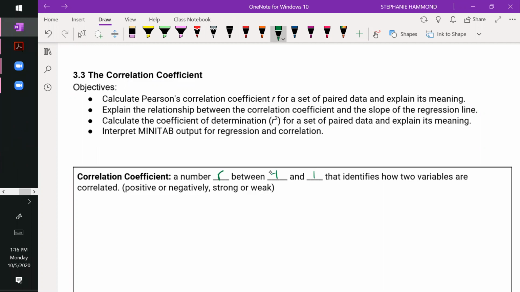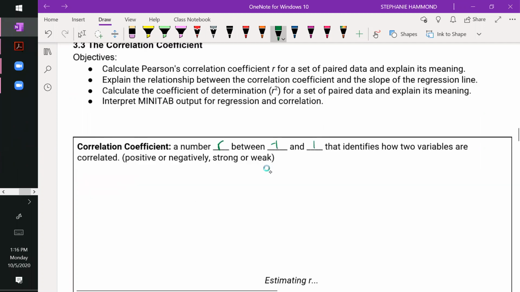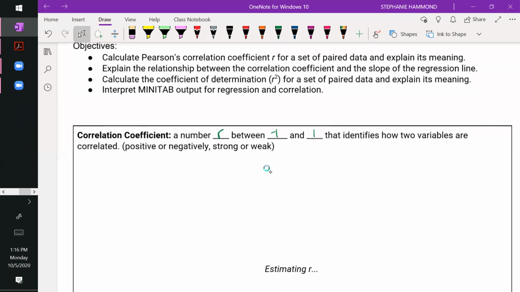Kind of like a percentage. You can't be more than 100%. You can't be more than 1. The correlation coefficient, though, can be negative. We talked in the last section already about how a correlation can be negative if the slope of its line of best fit is negative, like decreasing from left to right. So let's just start there.